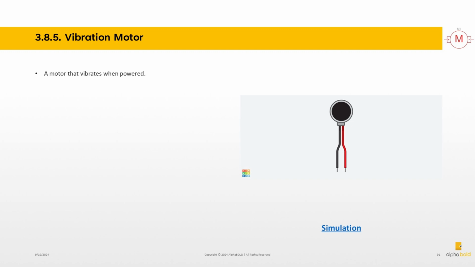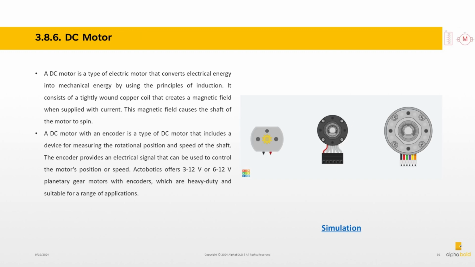Vibration motor is a motor that vibrates when powered. A DC motor is a type of electric motor that converts electrical energy into mechanical energy by using the principles of induction. It consists of a tightly wound copper coil that creates a magnetic field when supplied with current. This magnetic field causes the shaft of the motor to spin.